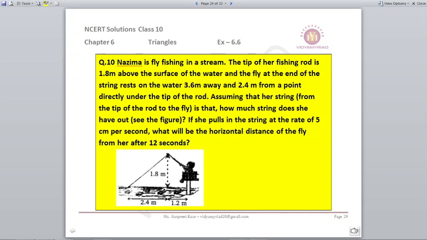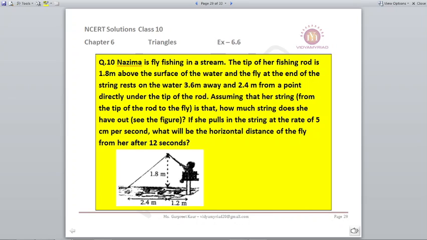Question number 10. Nazima is fly fishing in a stream. The tip of a fishing rod is 1.8 meters above the surface of the water. That means the height is given to us. And the fly at the end of the string rests on the water 3.6 meters away. So the total distance given to us is 3.6 meters, from where the girl is sitting to where the fly is. And 2.4 meters from a point directly below the tip of the rod.